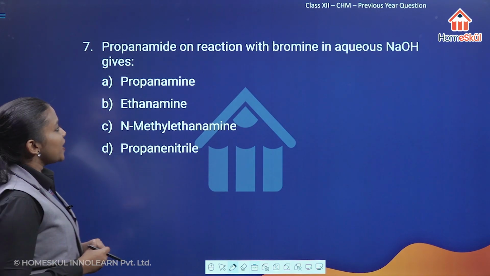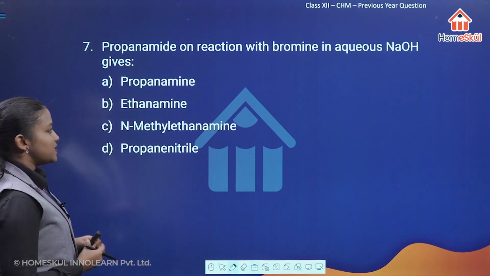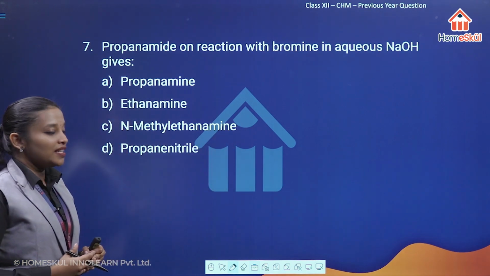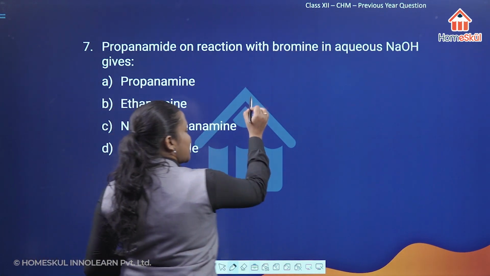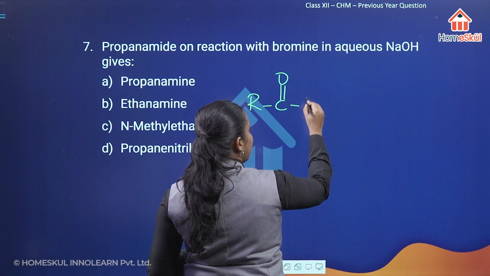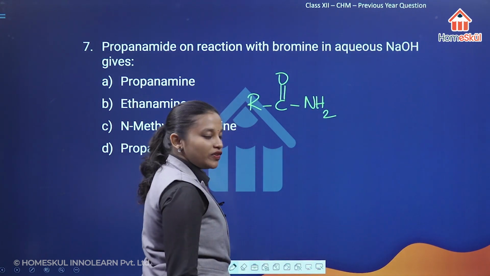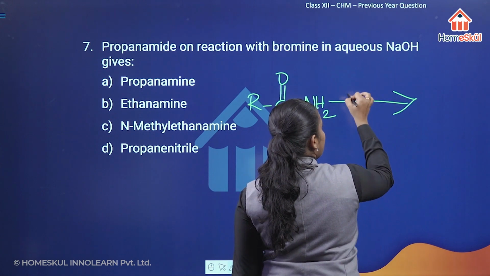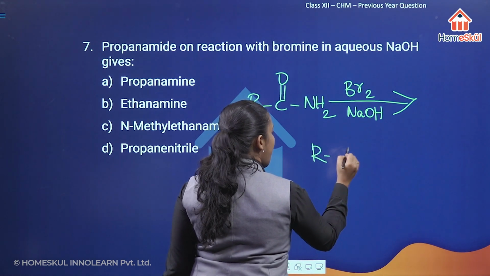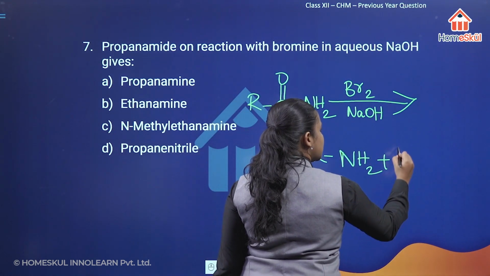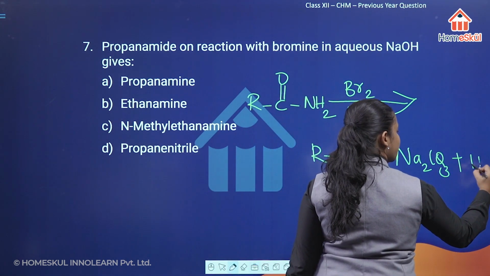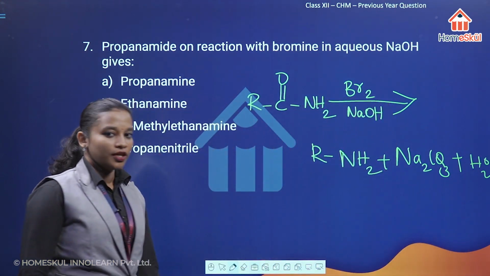Propanamide on reaction with bromine in aqueous NaOH gives. So we have to write the product of a reaction, that is propanamide on reaction with bromine in aqueous NaOH. Okay, let's see the general equation: this is RCONH2, an amide, which on reaction with bromine in NaOH, what will be the product? Yes, RNH2 plus Na2CO3 plus H2O. Okay, this is the product for the reaction.